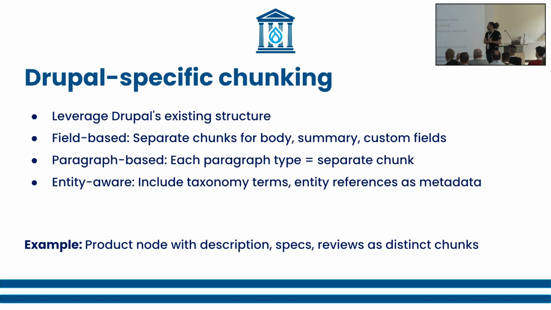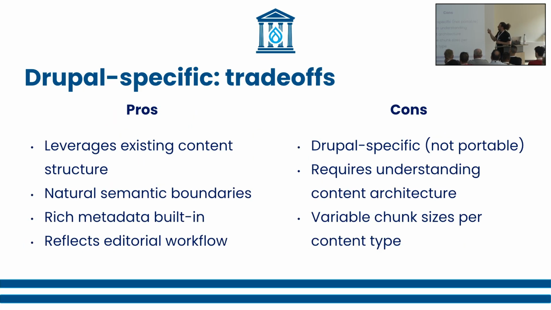Then we have the Drupal-specific chunking, where we use the Drupal natural boundaries, like field, content type, paragraph, and any other entities, to create those chunks. The pros is that we use the existing structure, so we can keep the natural semantic boundaries, and we can use the metadata from that information as well. The cons are, again, that it is only Drupal specific, so we cannot port it into other systems. If you have a different content source, it will not work. It requires you to understand your content architecture and how you want to chunk it. And again, we have a variable chunk size.